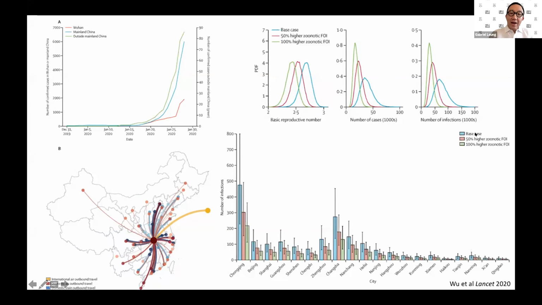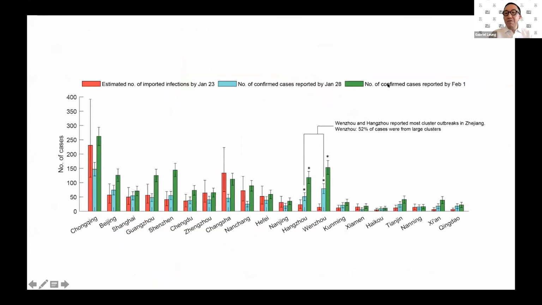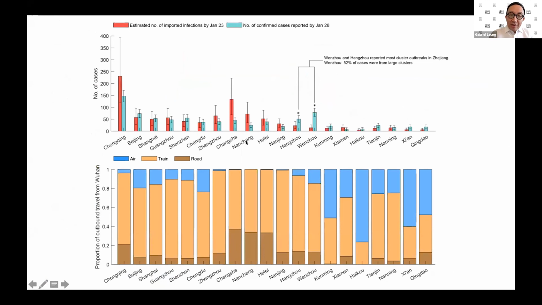And here we showed the blue bars were what actually happened. The red bars were our predictions. And the green bars is just using a different set of definitions for reality. And what you see is that it actually didn't work very well here in Changsha and Nanchang, as well as Chongqing. And what you find here is that that's because road traffic accounted for a larger proportion of human mobility. And that's why it really didn't work too well in these places, whereas it was actually very close in the rest of the country.